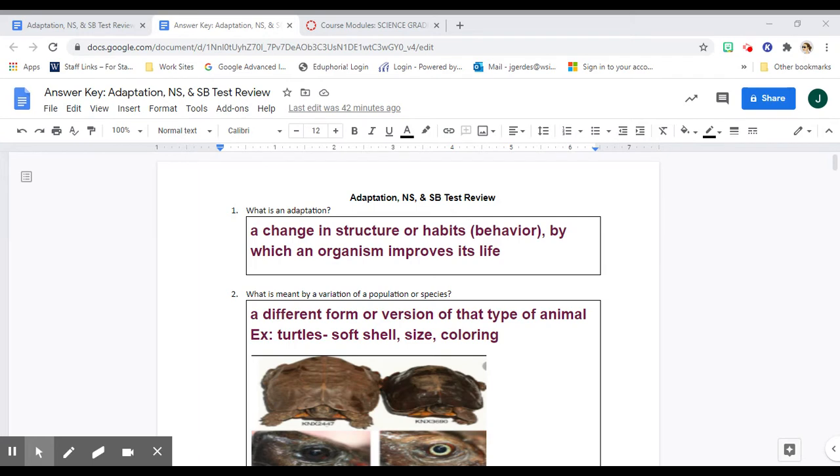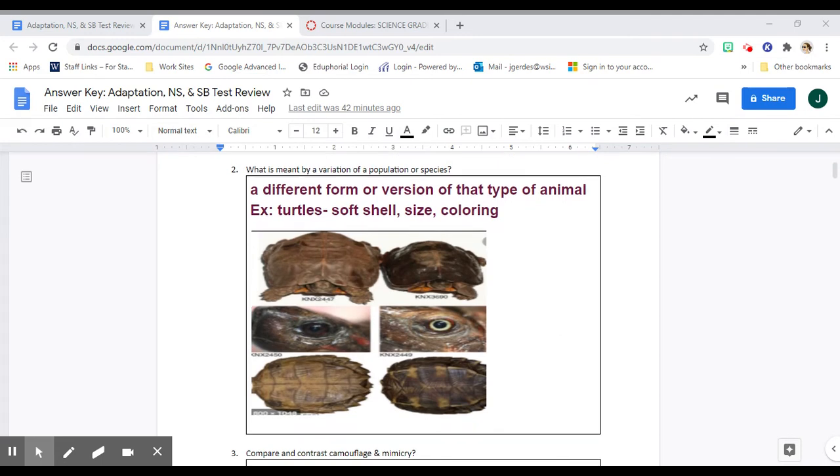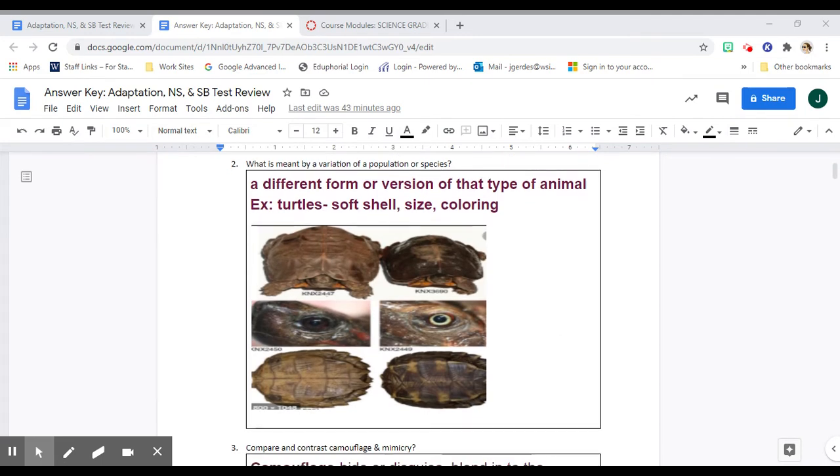Number 2, what is meant by variation of a population or species? A variation is a different form or version of that type of animal. So the example I included was turtles. Some turtles being soft shells, their size, their coloring. In the picture, it shows you the eyes. So those would be examples of variation within the same species. Species being the turtle, and the variation is the differences between those turtles.